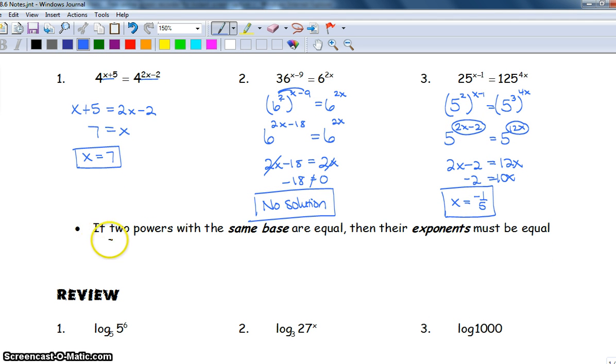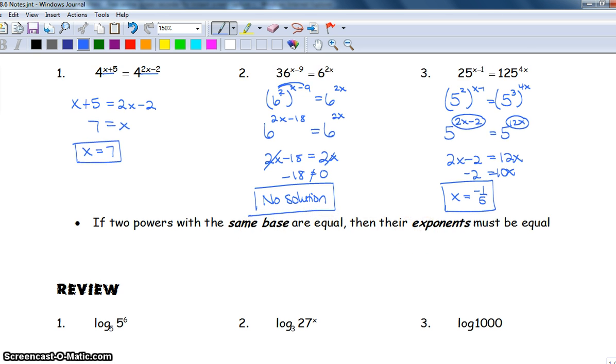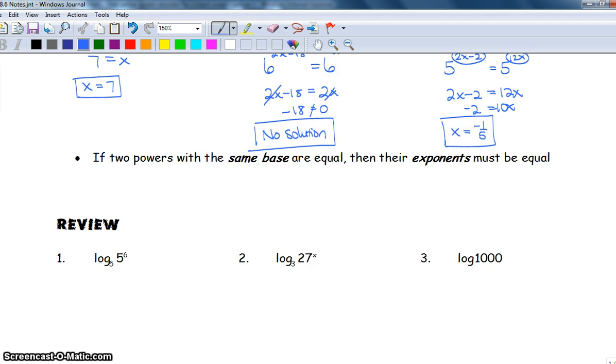Alright, so just remember, if two powers with the same base are equal, then their exponents must be equal. Reviewing some of our logarithmic rules, I know that if I've got log base 5 of 5 to the 6th power, that log base 5 of 5 cancels, and that just equals 6. Log base 3 of 27 raised to the x power, I can rewrite 27 as 3 cubed, so that becomes 3 raised to the 3x power. The log base 3 of 3 cancels, and you're left with 3x.